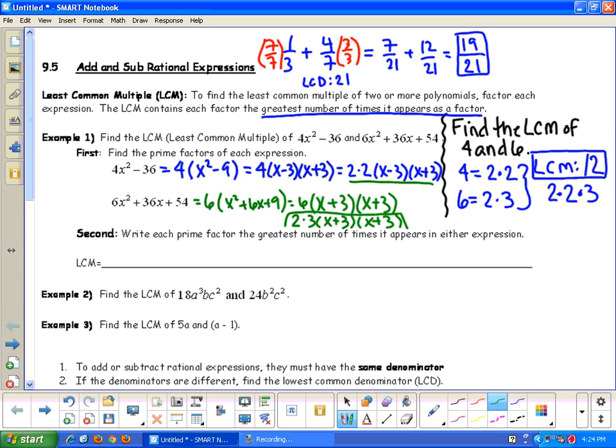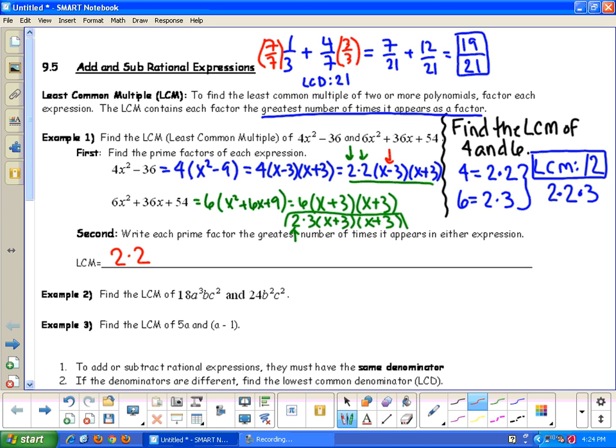So let's start with our numbers first. 2. I have in the first equation 1, 2 2's here, and I have 1, 2 in this equation. So the greatest number of times it appears in either would be 2. So I have 2 times 2. Now I'm going to go to the next one.